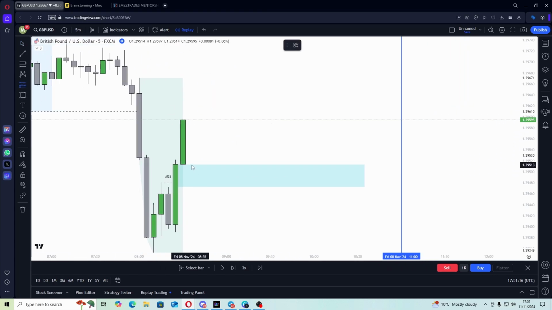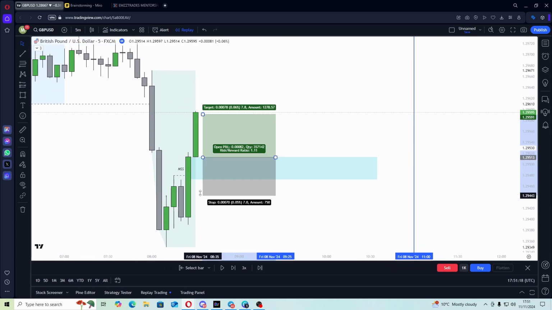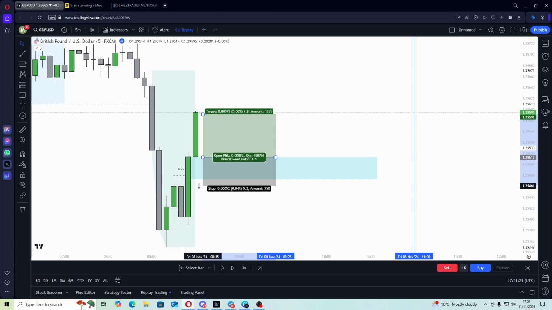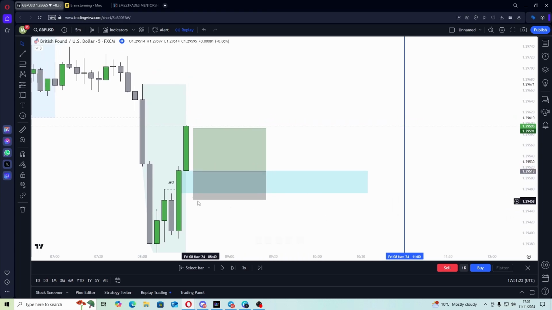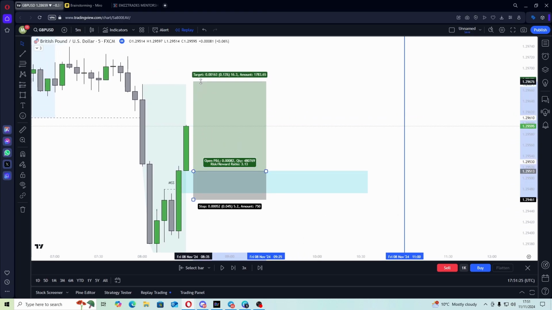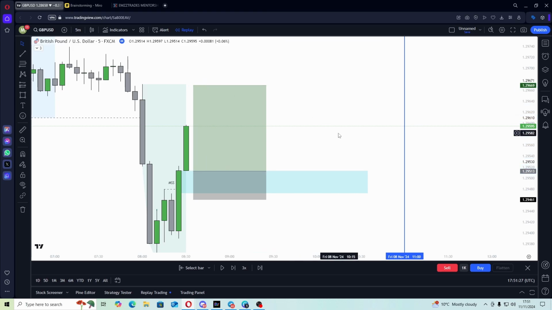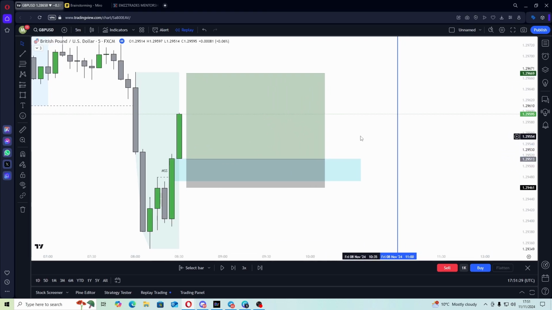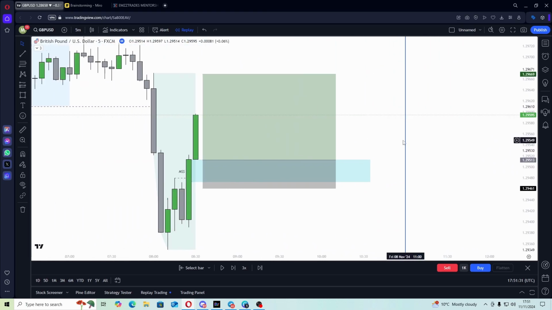So I place a buy position right there, and you put your stop loss anywhere below the fair value gap. It's fine. And what you need to do now is place your take profit at a 1-to-3 risk to reward ratio. And you're going to see exactly how this trade runs up and how it's going to completely smash take profit.